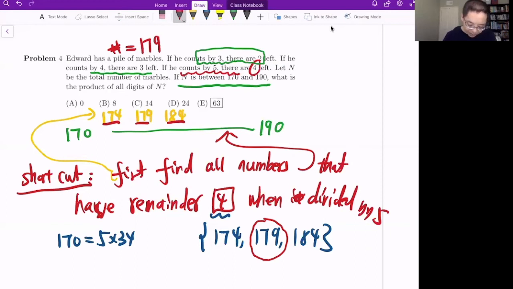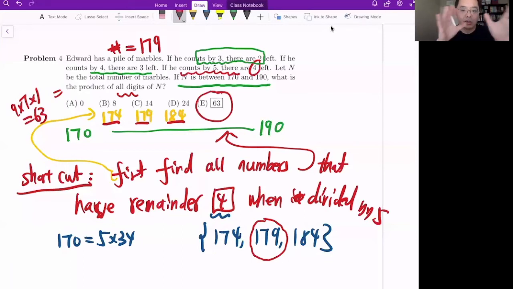Then the product of digits is just 9 times 7 times 1, which is 63. Okay, so let me summarize.